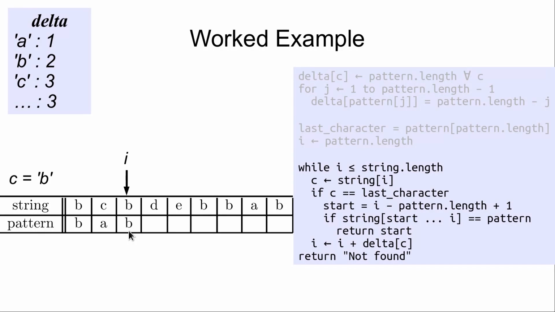So here, the character at the end of the proposed match is the same as the one at the end of the pattern. However, the proposed match fails, so we look up B in the table and shift right by 2. E is not the last character of the pattern, so we look it up in the table and shift right by 3. A is not the last character of the pattern, so we look up A in the table and shift right by 1. B is the last character of the pattern. The proposed match matches the pattern, so the algorithm returns the offset of the beginning of the match, which in this case is at position 7.